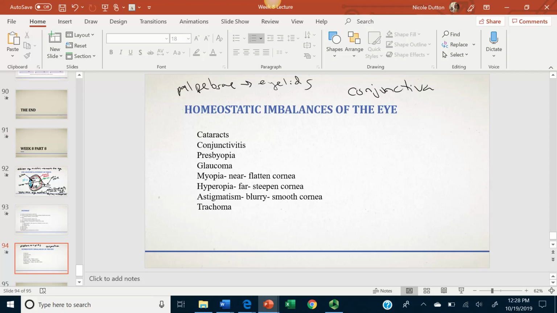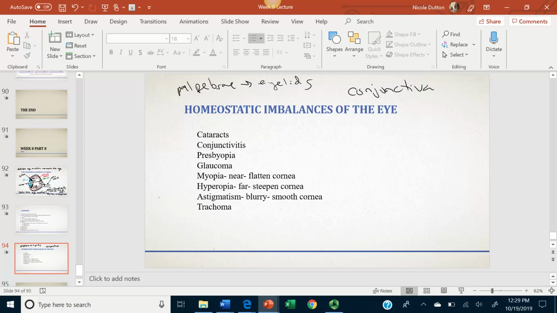Presbyopia is a loss of vision with aging, kind of like presbycusis is a loss of hearing with aging. Glaucoma is an accumulation of aqueous humor, which compresses the retina and leads to blurry vision. There's different medications that people can take with glaucoma. Myopia is nearsightedness. Hyperopia is farsightedness. And astigmatism is an uneven cornea, which leads to blurry vision.